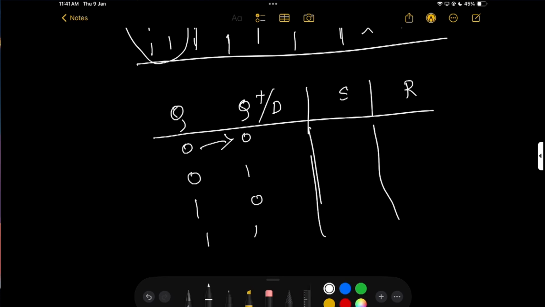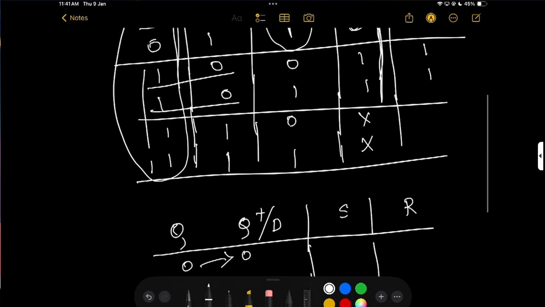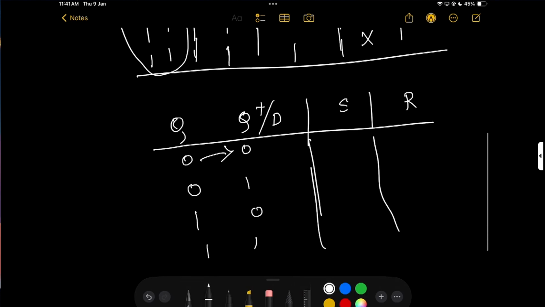So for 0 to 0, two conditions are possible. When reset is high, that is S equals 0 and R equals 1, and also the holding condition, where both are 0. So S is always 0, but R is 1 and 0. For 0 to 1, sorry, only one condition is possible, that is 0 to 1. So it is set, otherwise it is not possible.